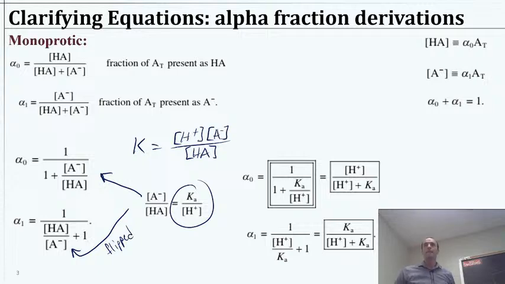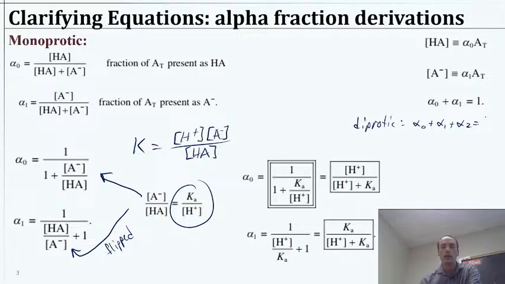Does the same convention apply for diprotic acids? So like A0 plus A1 plus A2 is equal to 1? Yes. So the alpha fractions are really always just saying the fraction of the total. So if you have more species that include the fraction of the total, you will have the A2 there, or the alpha 2. And the same process that I'm doing right now, we can do with the diprotic and triprotic also.